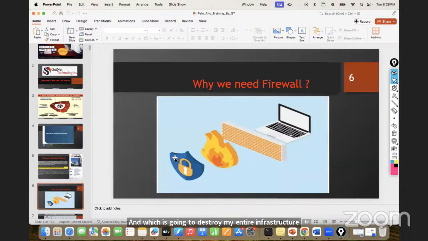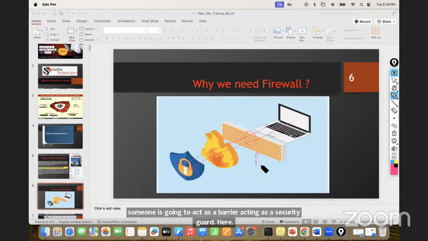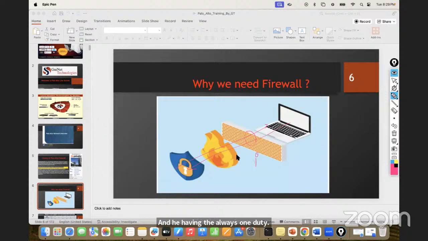So this is the reason the firewall comes into the picture. This user is going on the internet, downloading any data, uploading any data. So someone is going to act as a barrier, acting as a security guard here, and he always has one duty: whatever traffic is going out, whatever traffic is coming in, must be checked by you. And once it is checked, and if it is processed as per the company norms, as per the company compliance policy, then only it is going to be sent on the internet, or received on your system or laptop. So this is how the firewall comes into the picture. It is just a kind of gatekeeper.